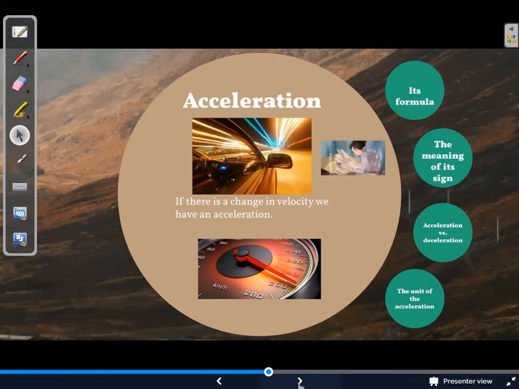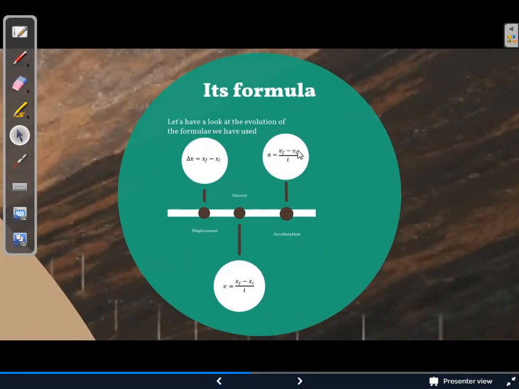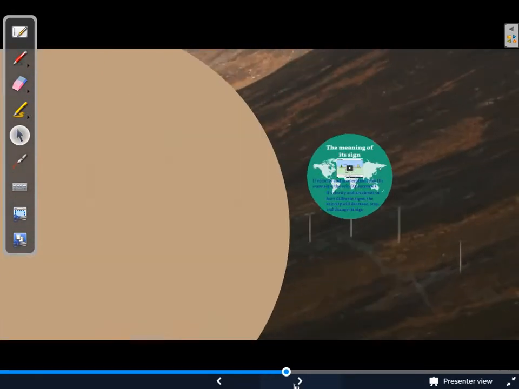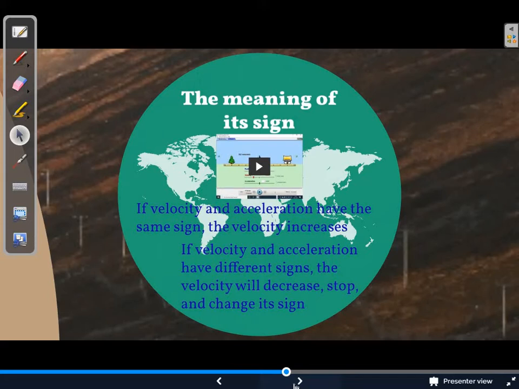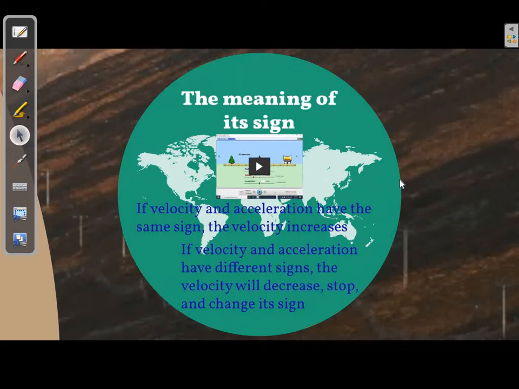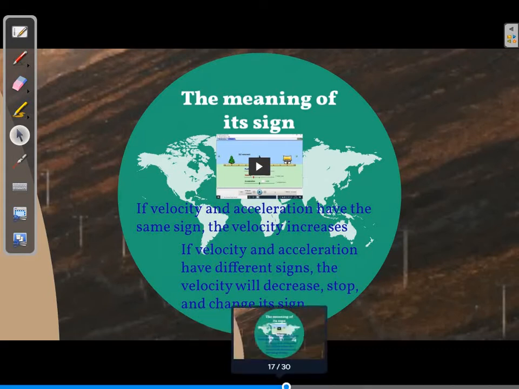Well, as you remember, velocity and also displacement could be positive or negative, and it's going to happen the same with acceleration, because if we have to subtract final velocity minus initial velocity, we can get positive or negative answers. So let's see what is the meaning of the sign when that happens. And here the thing is going to be slightly different, because in velocity we said that if velocity is positive, the object is moving to the east or the right, but if the velocity is negative, it means that the object is moving to the left or to the west. But here, if velocity and acceleration have the same sign, the velocity increases. But if velocity and acceleration have different signs, the velocity will decrease, stop, and change its sign. So how's that?